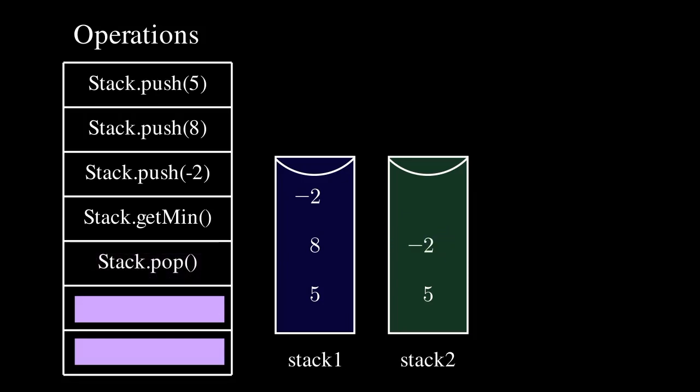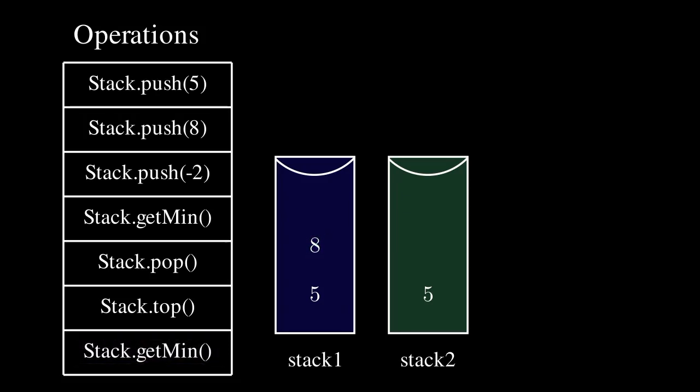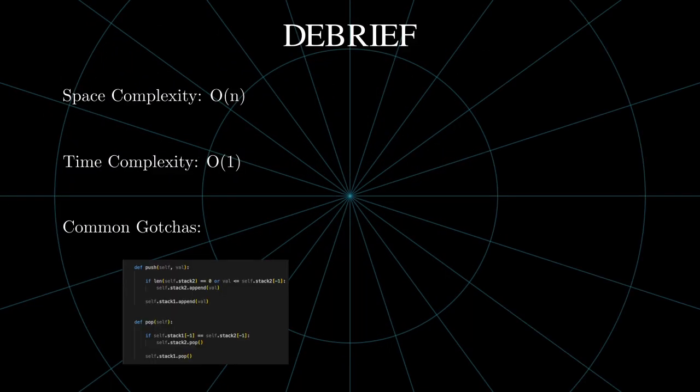When popping, we only pop from stack 2 if its value is equivalent to the top of stack 1, which it is. When checking the top, you just check the top of stack 1, and when you're getting the min, as usual, you just return the top of stack 2. So that's how you solve minimum stack.